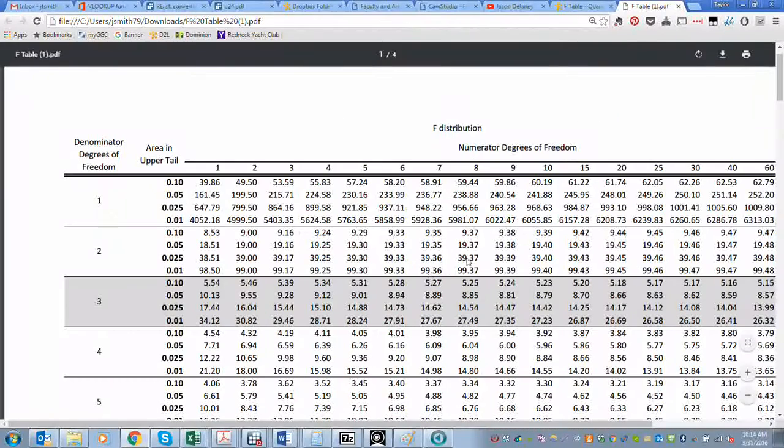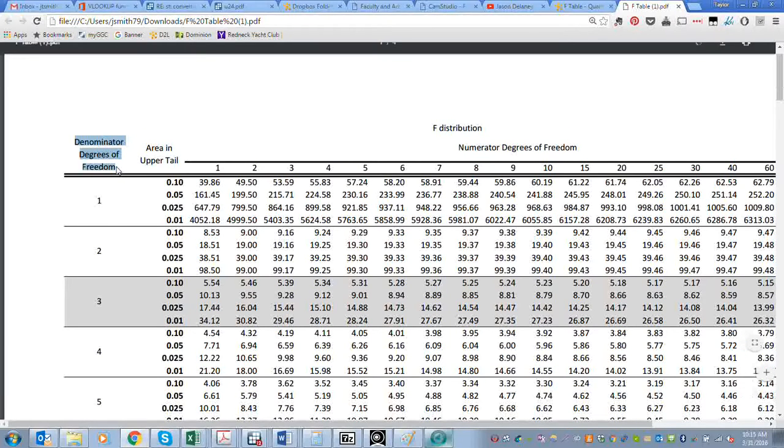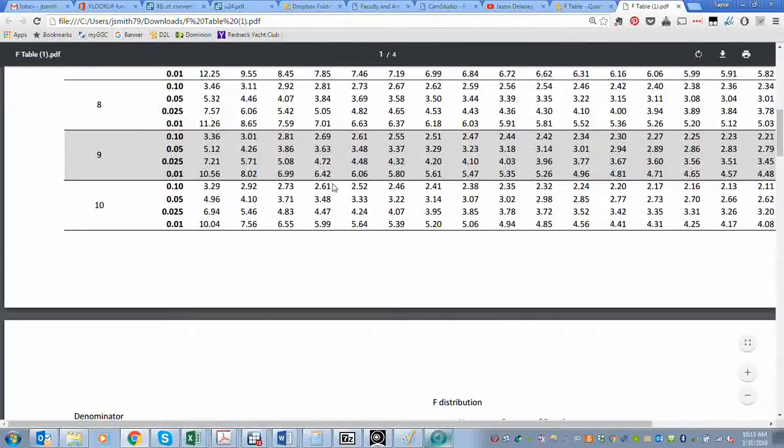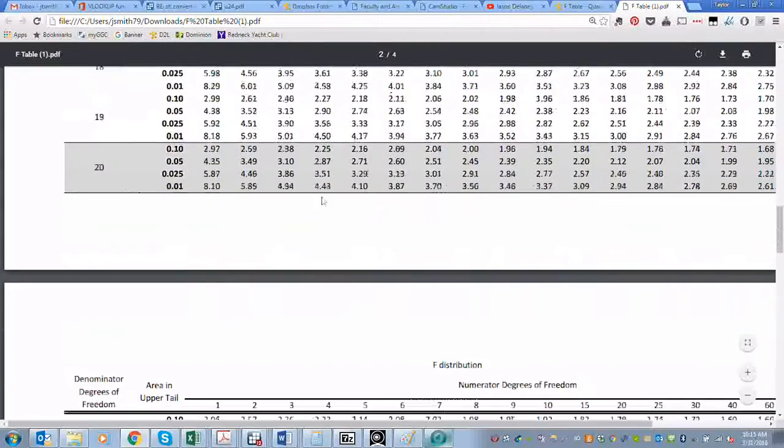Okay, so to remind you how to use an F table, essentially, we've got at the top our numerator degrees of freedom. Along the left-hand side here, we have our denominator degrees of freedom. Your numerator degrees of freedom is going to be K, so in this case, it's 4. Your denominator degrees of freedom is going to be N minus K minus 1, so in this case, 45. So we'll go to the fourth column, go down to row 45.